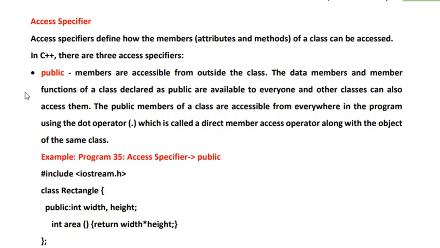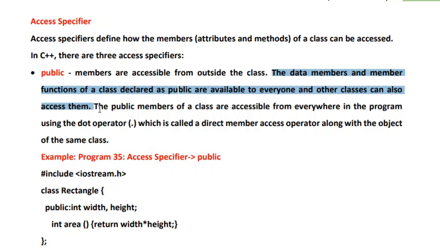Now in C++, there are three access specifiers, namely public, private, and protected. Now, whenever a member is placed under the public access specifier, the member is accessible from outside the class. This is one of the important properties of the public access specifier. The data members and member functions of a class declared as public are available for everyone, and other classes can also access them.